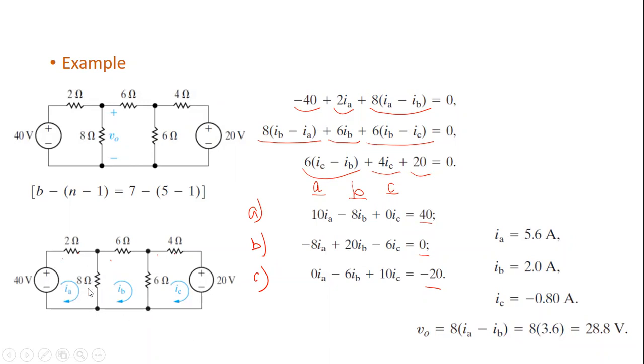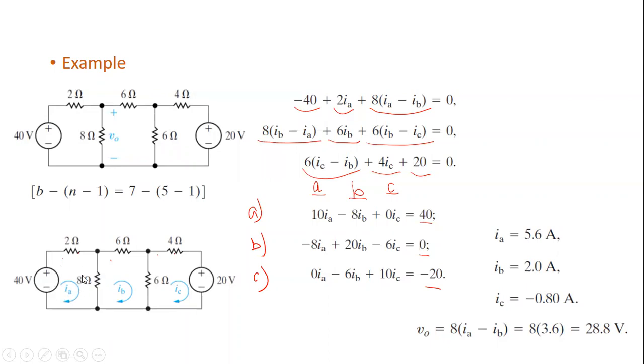Okay, so what is the mutual resistance between mesh A and mesh B? What is the mutual resistance between mesh A and mesh B? 8. 8, and this will be with negative sign multiplied by IB. What is the mutual resistance between loop A and loop C?